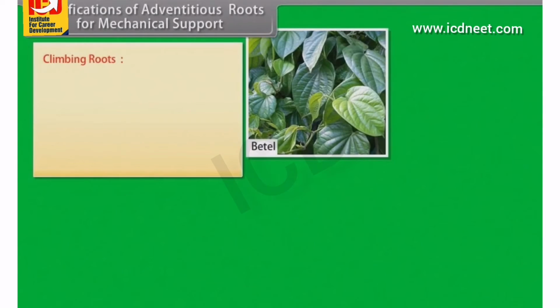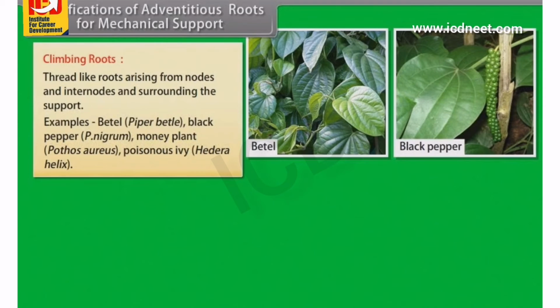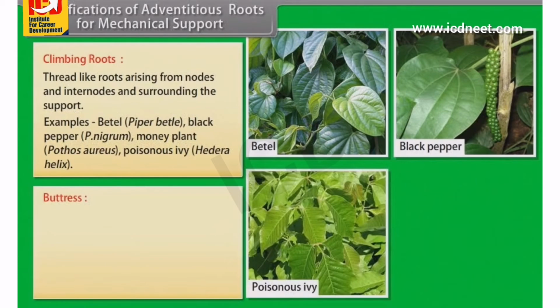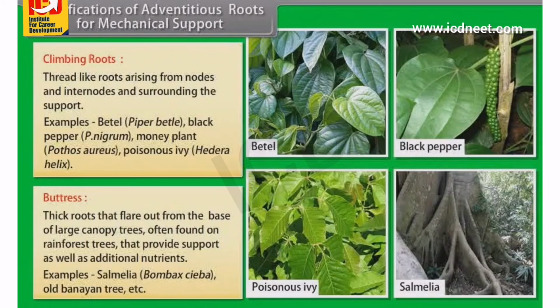Climbing roots: thread-like roots arising from nodes and internodes and surrounding the support. Examples, betel, black pepper, money plant, poison ivy. Buttress roots: thick roots that flare out from the base of large canopy trees, often found on rainforest trees, that provide support as well as additional nutrients. Examples, Salmalia, old banyan tree, etc.